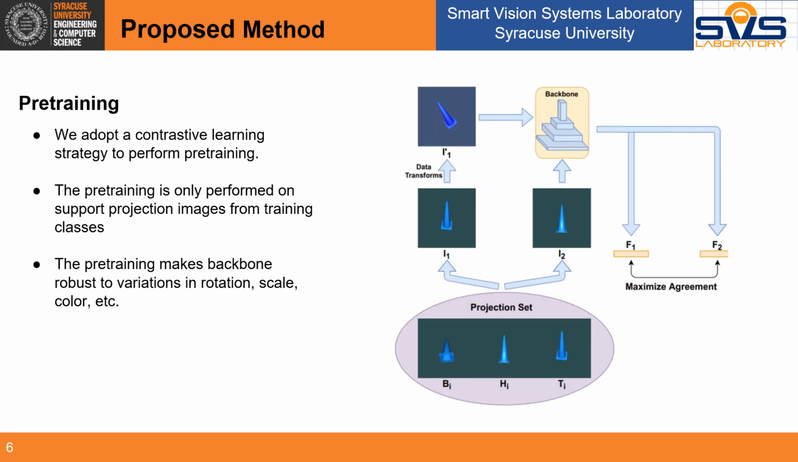Before the training of the network, we adopted the contrastive learning method to pre-train the backbone here. The pre-training is only performed on support projection images from the training classes.